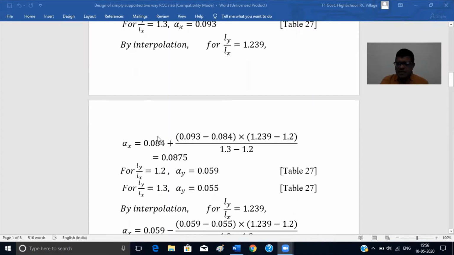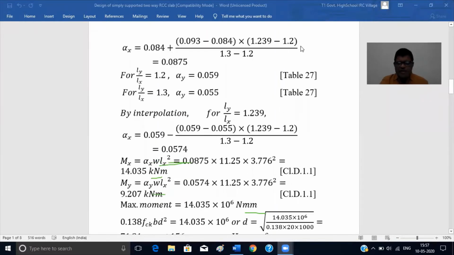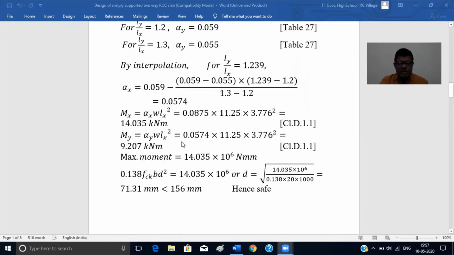These things have been studied, they have been taught at class 10 level also. You are seeing how to do the linear interpolation. So just put in the values and find the value of alpha x, and the alpha x value comes out to be 0.0875. Similarly, find out the alpha y value for 1.2 and 1.3 from Table 27, and then by interpolation for 1.239 find the value, and it comes to 0.0574.